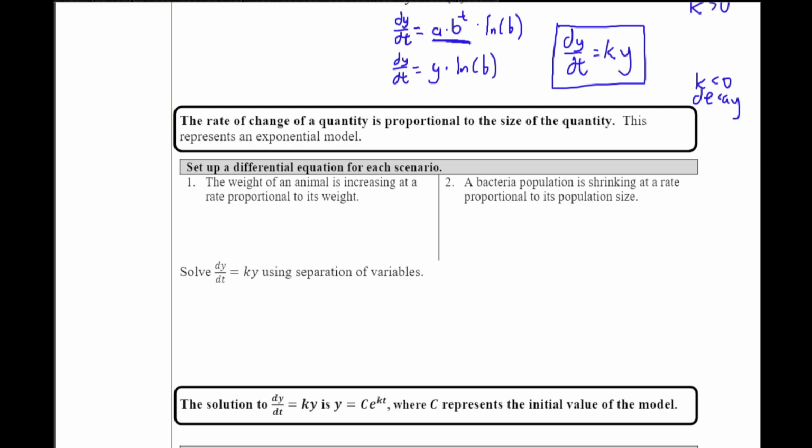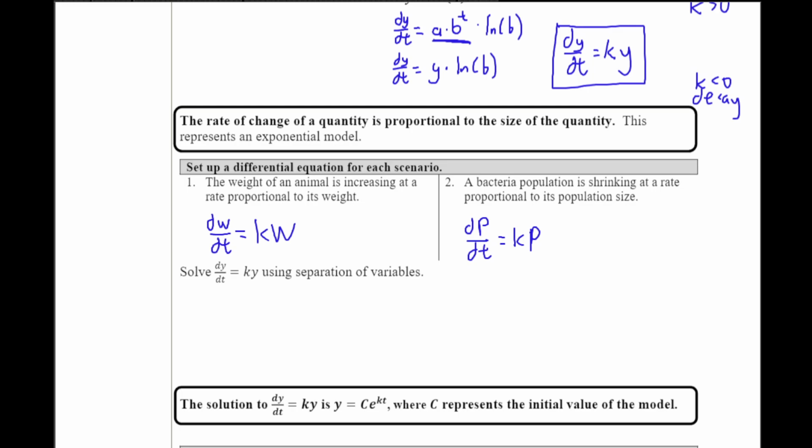The weight of an animal is increasing at a rate proportional to its weight. So dW/dt is equal to kW. Bacteria population is shrinking at a rate proportional to its population size. Let's use P for population. So dP/dt equals kP.